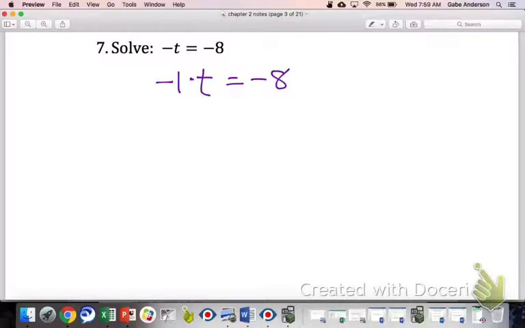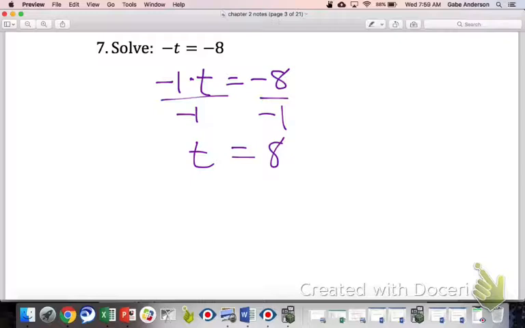So when you look at it from that perspective, you can see a little more clearly what is actually being attached to the t, and then also by extension how to get rid of it. So we would divide both sides by negative 1, and negative 8 divided by negative 1, of course, a negative divided by negative is a positive, so positive 8.